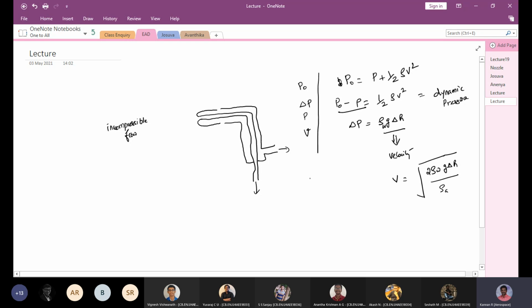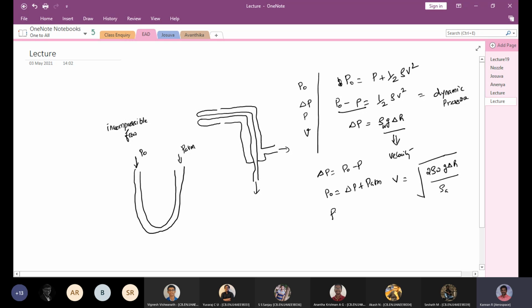In the same way, if you know the delta P with the manometer, if one end is connected to your P naught and the other end is open to atmosphere, P atmosphere, then P naught is going to be delta P plus P atmosphere. So I can calculate my stagnation pressure.